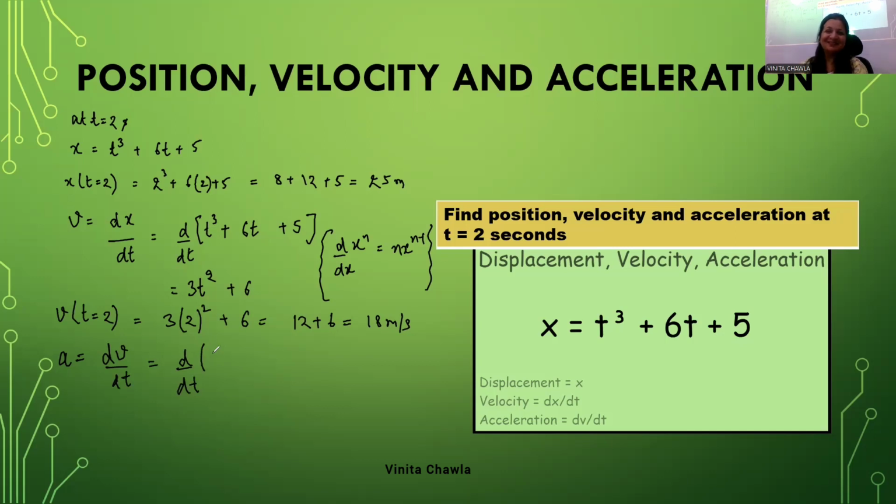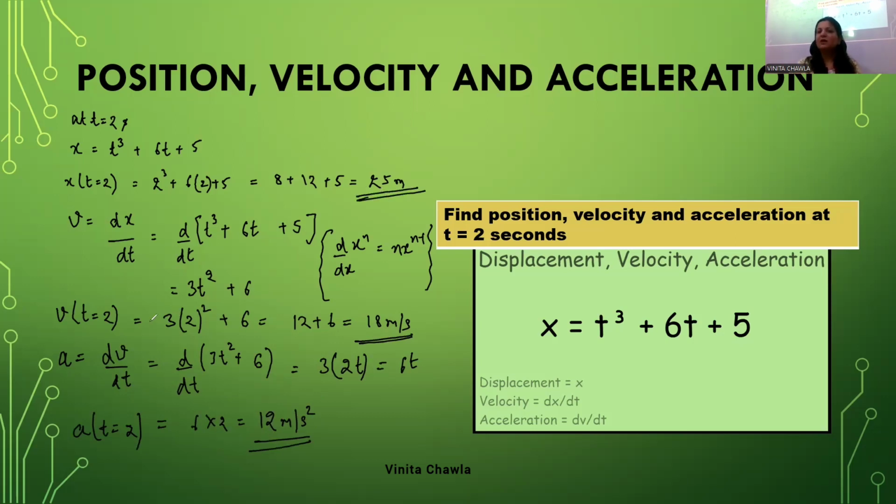So velocity is 3t square plus 6. Now differentiate this: 3, and on differentiating t square you get 2t, na? 6 is a constant, so you'll get 0. So it's 6t. Now we'll write acceleration for t equal to 2. So for t equal to 2, acceleration is 6 into 2, which is 12. What is the unit? Meter per second square. This is the acceleration, this is the velocity we are getting, and this is the displacement. So these are the answers that we are getting.